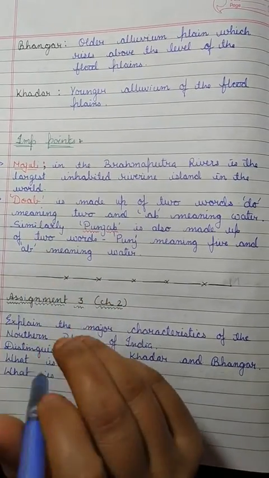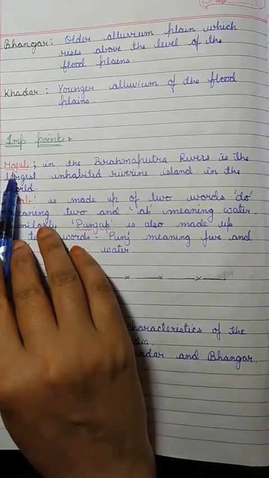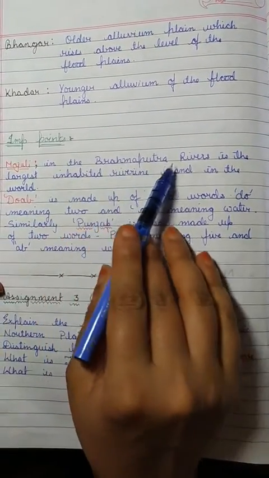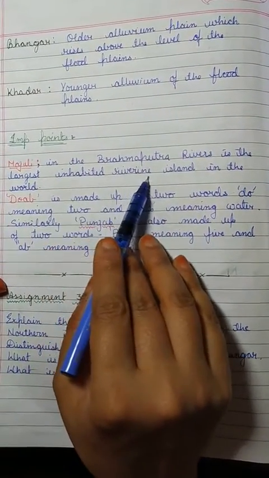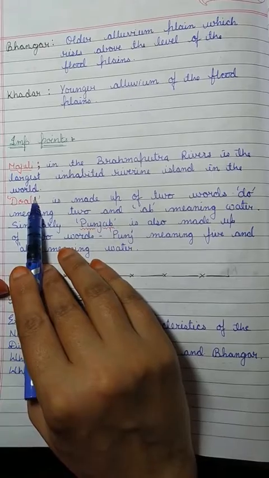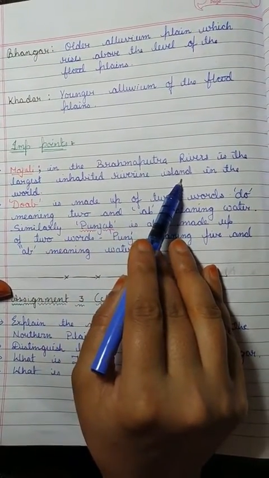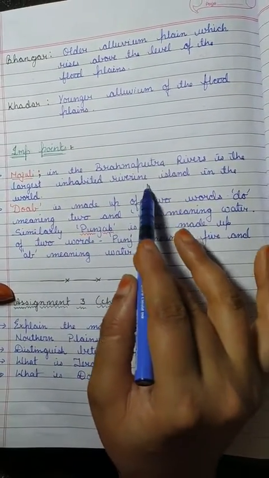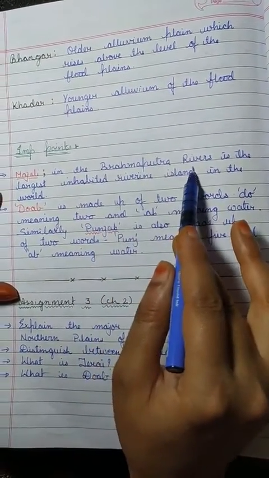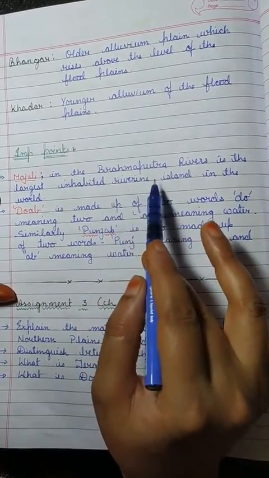Now I want to tell you about two important points of this chapter. First one is Majuli. In the Brahmaputra river, Majuli is the largest inhabited riverine island in the world. Means रिवर के बीच में जो आइलैंड बना हुआ है. कौन सी रिवर के बीच में? ब्रह्मपुत्र रिवर के बीच में. और यहाँ पे many persons are living in this island.